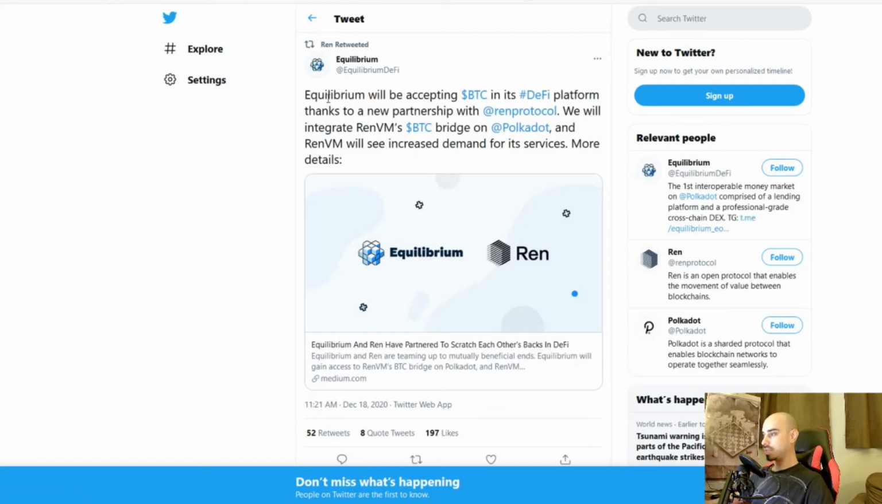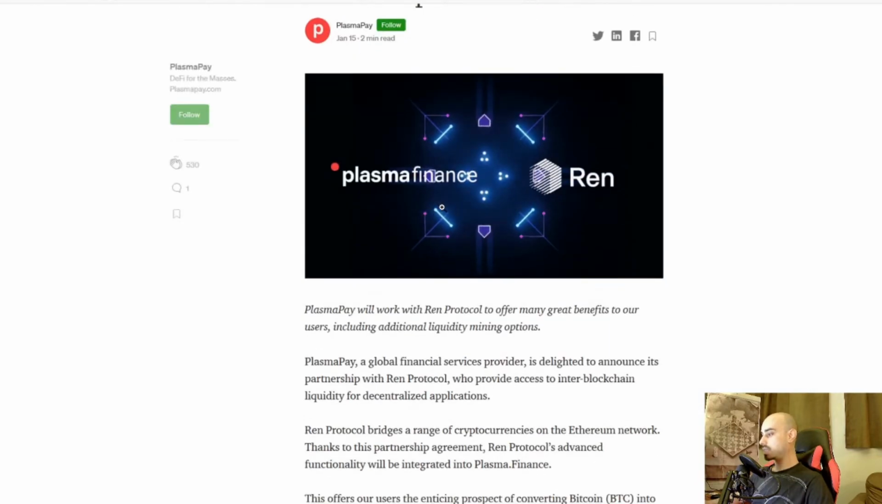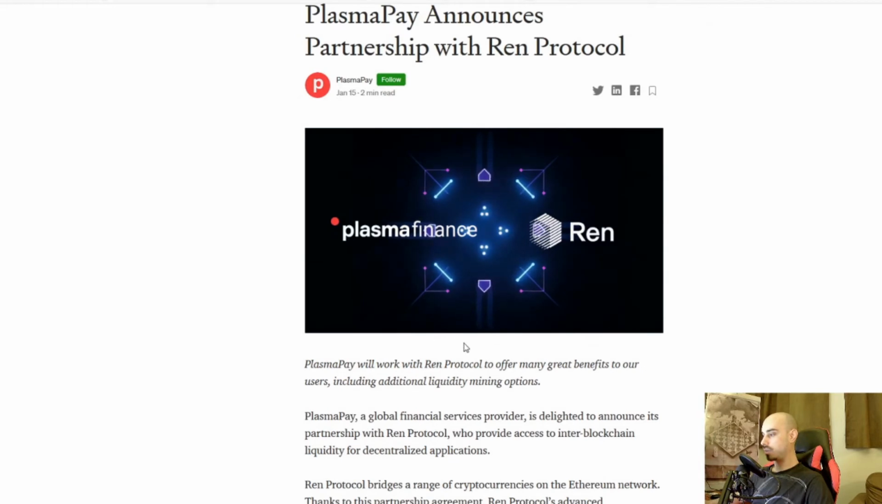Another example is Equilibrium, which is partnering with Ren Protocol to integrate the Ren virtual machine's Bitcoin bridge on Polkadot. So that is a very big partnership that will allow for even more applications and cross-chain features. Another example is Plasma Finance, which allows Ren to have some additional liquidity mining options.